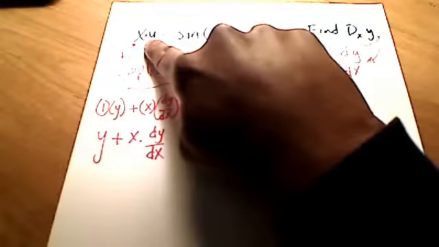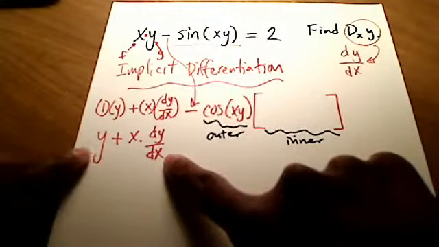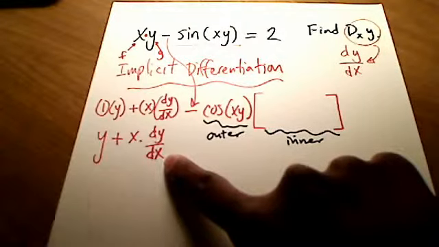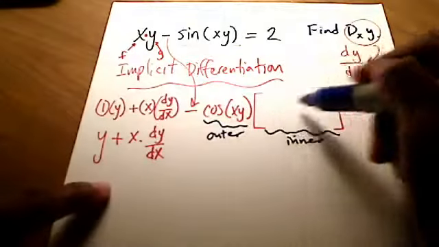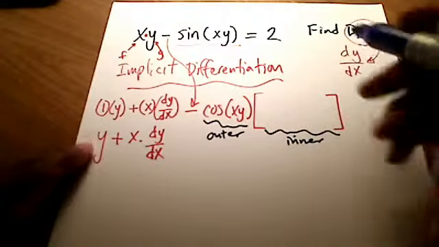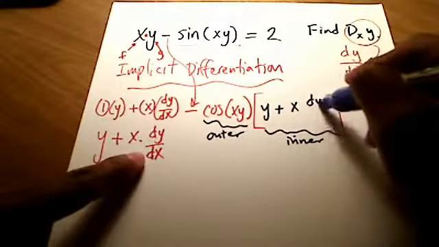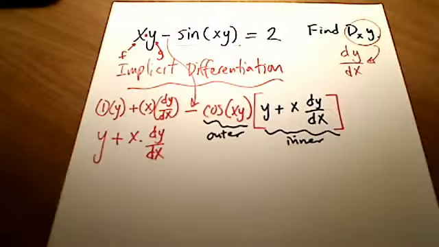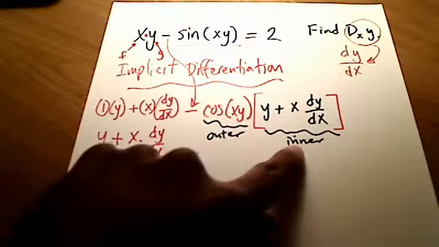Hey, I just found that a second ago, right? I just found that a moment ago. So in fact, it's this thing right here. It's y plus x times dy dx. So instead of doing this all over again, why don't I just write down the derivative of the inner, and I'm just going to copy it from right here, what I've got. y plus x times dy over dx. There we go. So chain rule, derivative of the outer times the derivative of the inner.